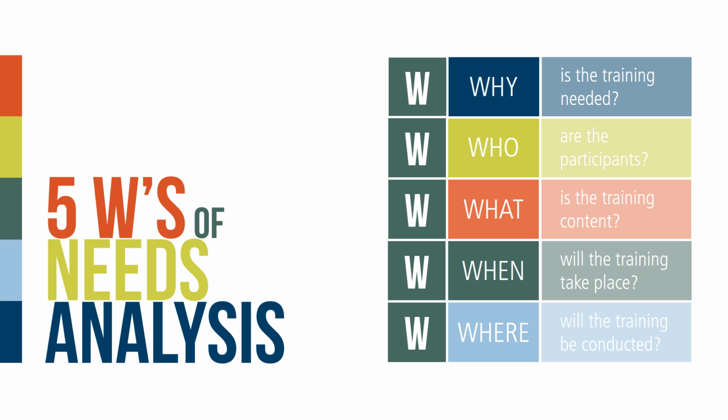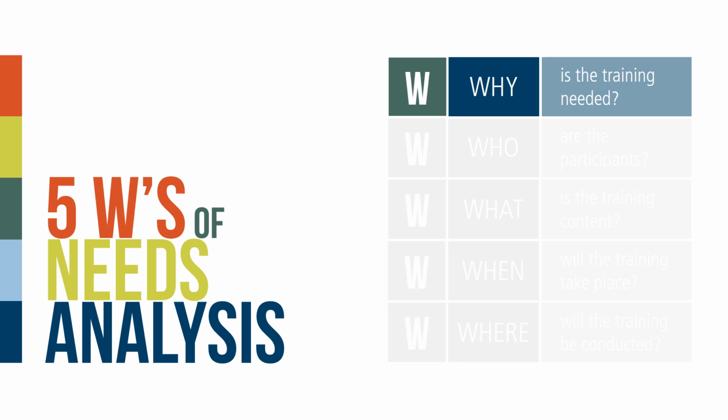Here are the 5 W's of training needs analysis: the why, who, what, when, and where. These 5 elements are essential to consider when analyzing training needs. First, why is the training needed? Second, who are the participants? Third, what is the training content? Fourth, when will the training take place? And fifth and finally, where will the training be conducted?